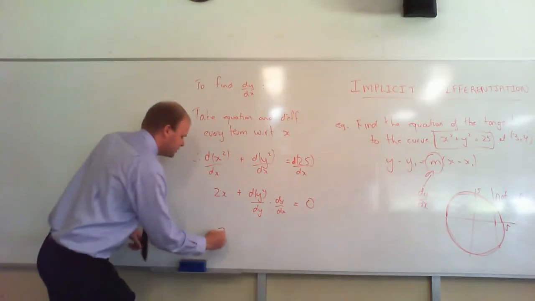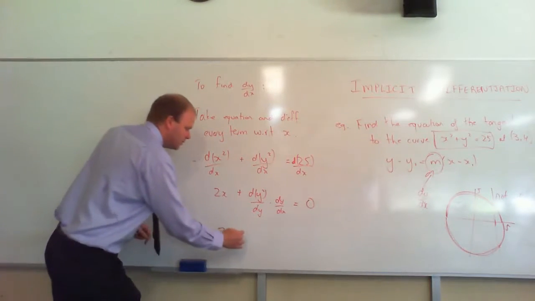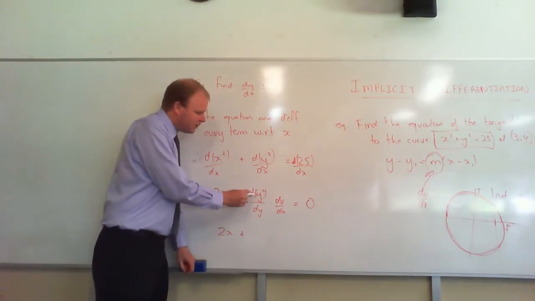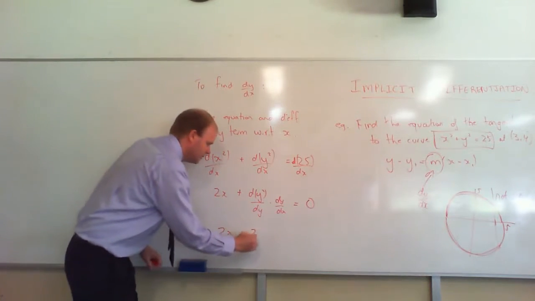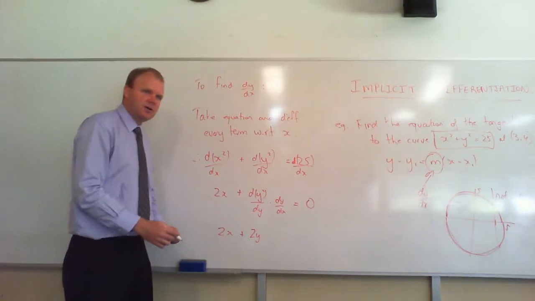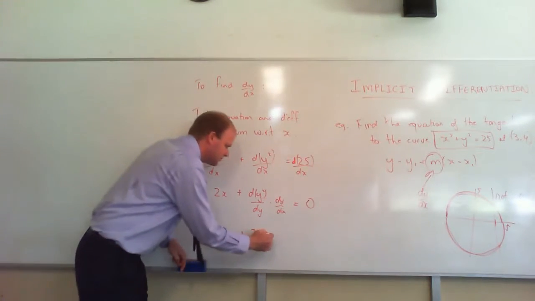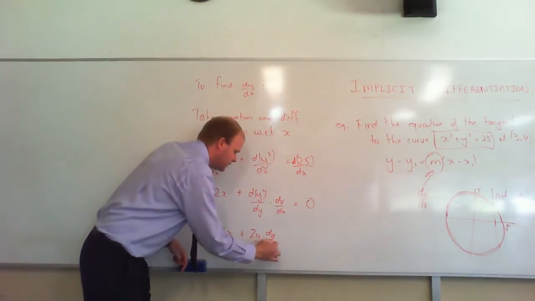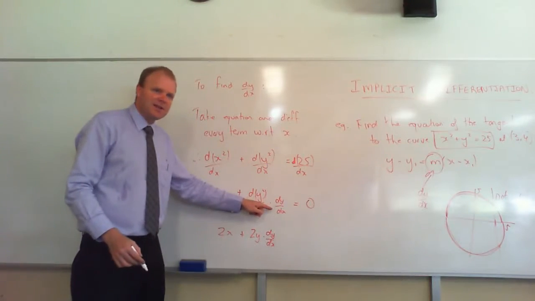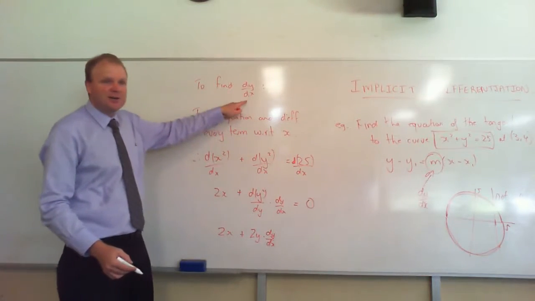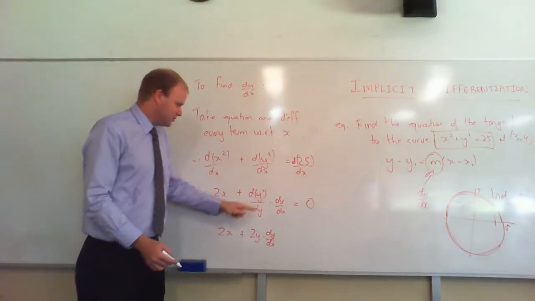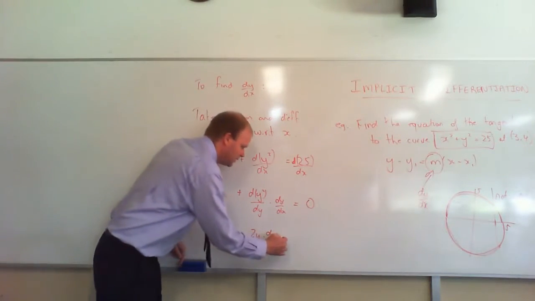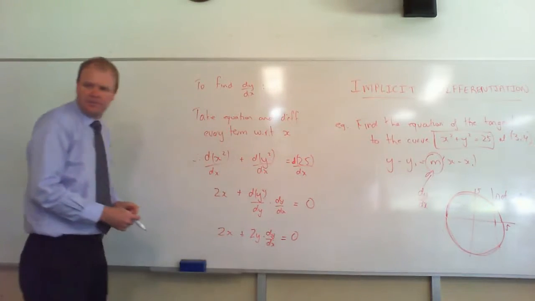Okay, so just finishing off here, 2x plus, now what is the derivative of y squared with respect to y? 2y. Okay? Times dy dx. That's really handy that that's there, because that's what we're actually looking for. So 2y times dy dx equals 0.